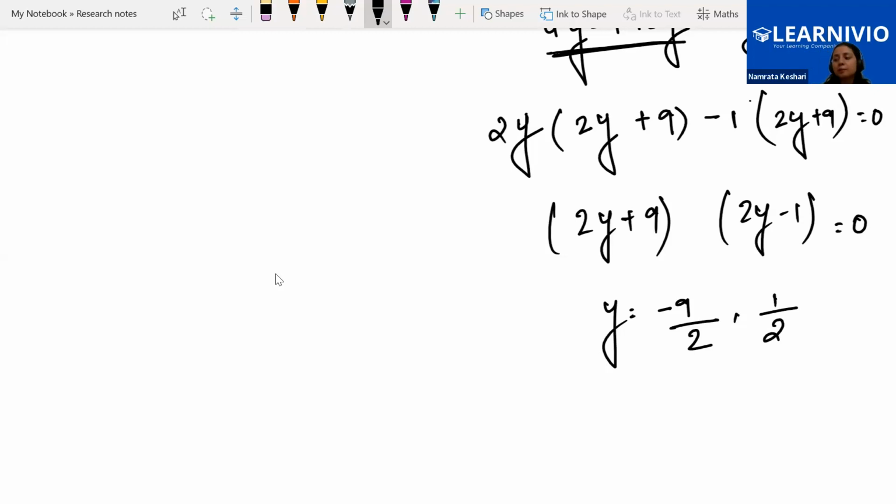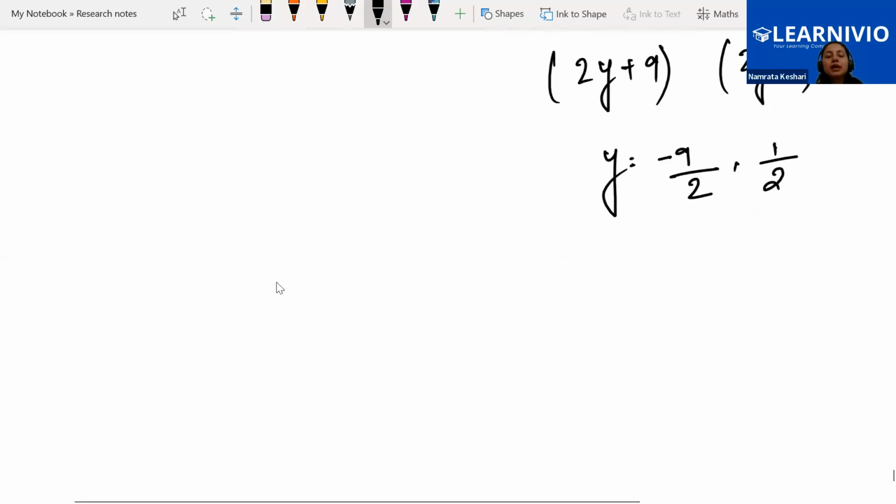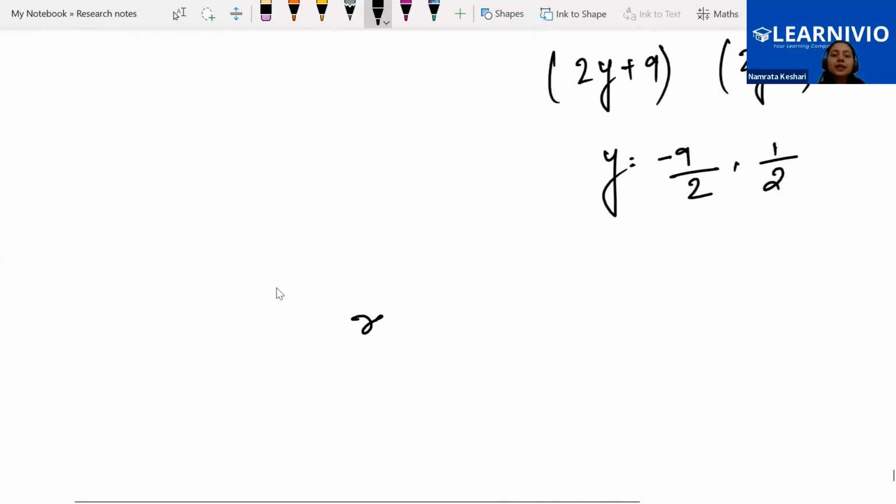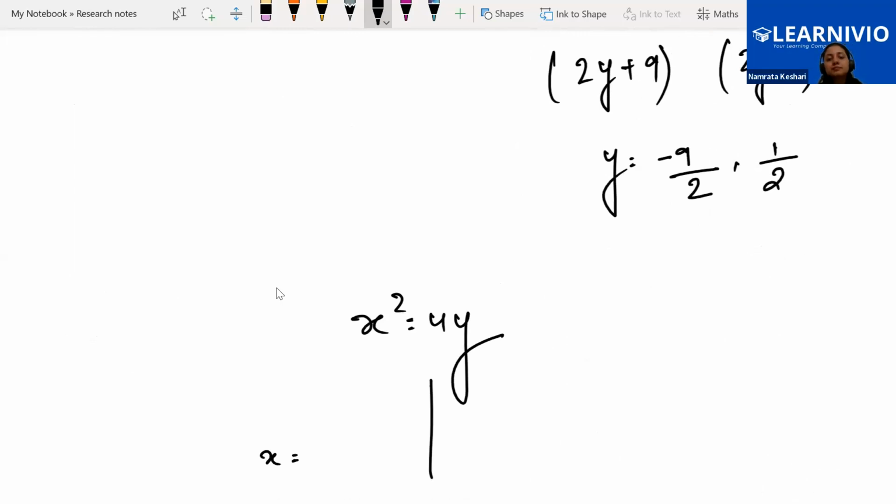Okay. So this is what we got, y value, and x value we can find because we know x square is 4y. X square is 4y, and this is the easiest equation where we can substitute y value one by one. What you got x as? Plus or minus root 2. Plus root 2 and minus root 2, right? Yes, ma'am. Okay. X square is equals to 4 into plus 9 by 2.